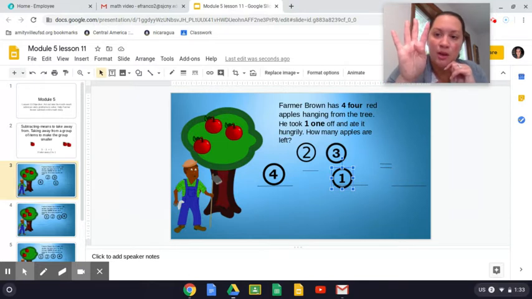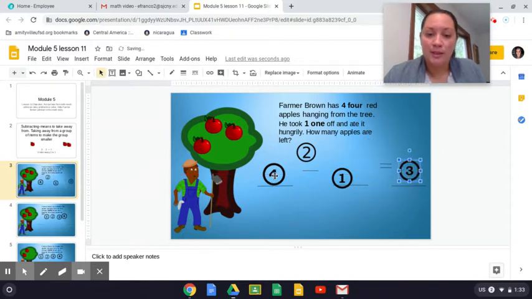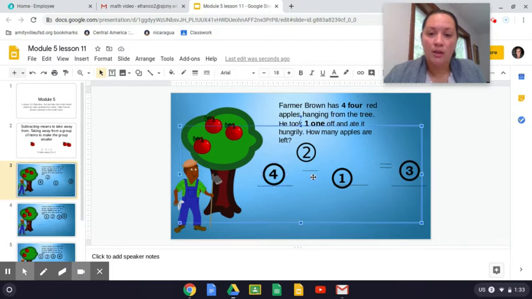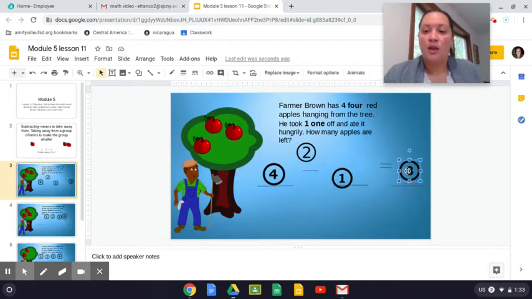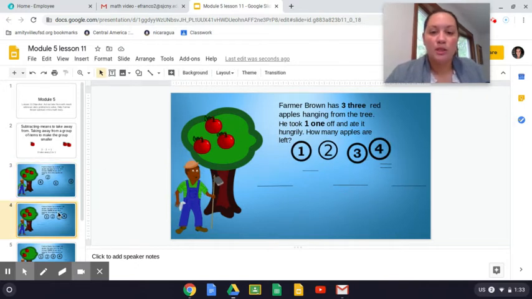Now I want to know how many are left. I had 4. I took 1 away. How many are left? Well, let's count them. 1, 2, 3. And now I'm going to look at these 2 numbers and say, which one is 3? Good. This one is 3. So now we can read our math sentence. 4, take away, there you go, take away 1 equals or is 3. Okay? So let's go on to the next slide. I'll do one more with you and I'll let you practice on your own.